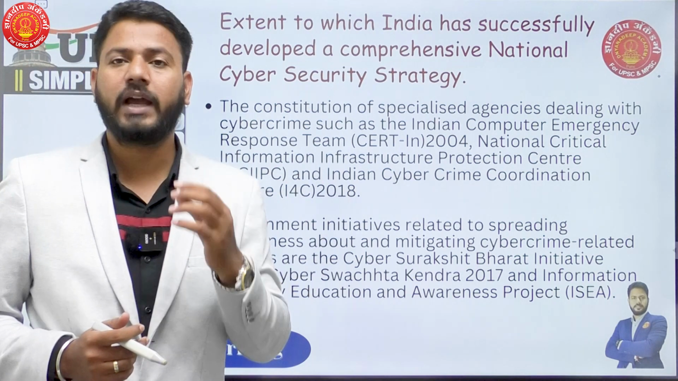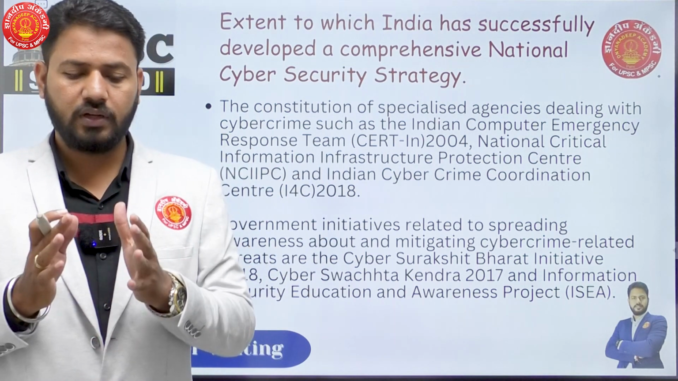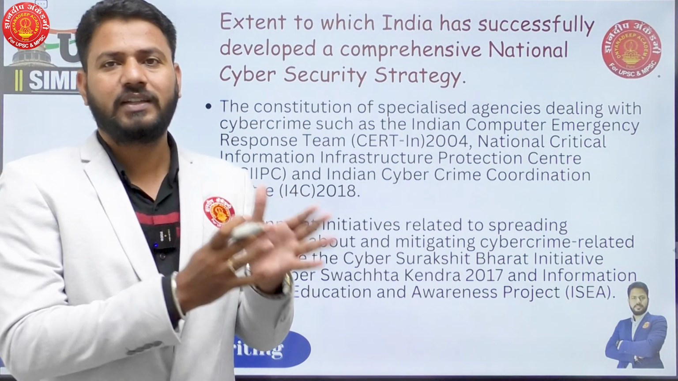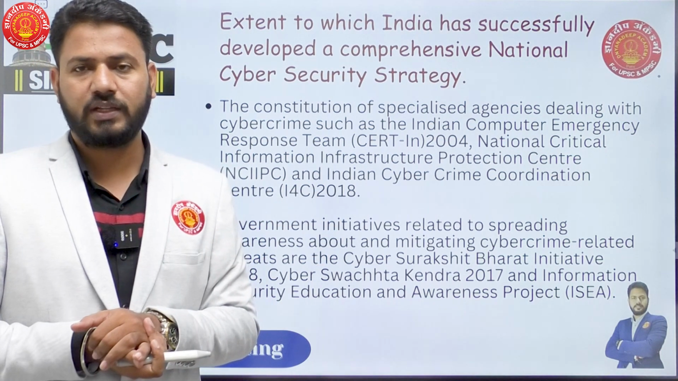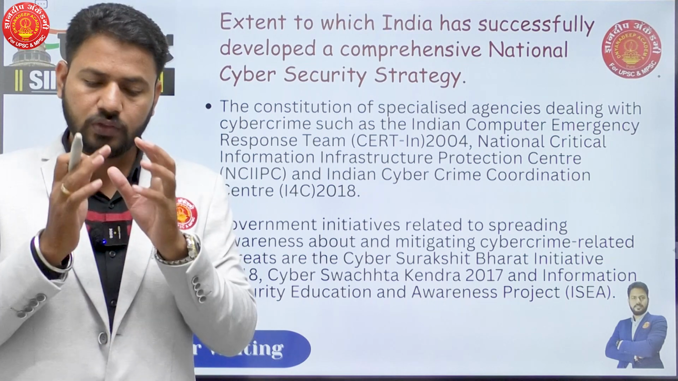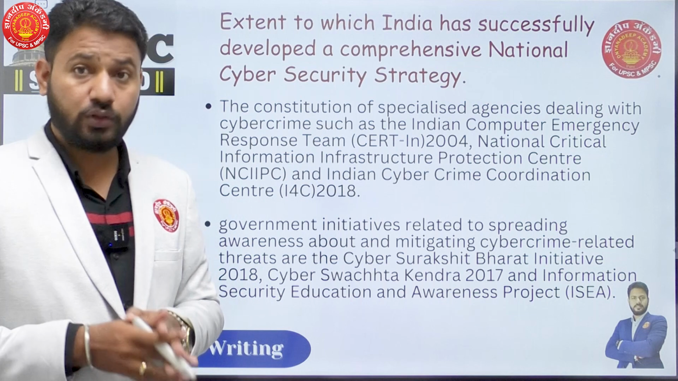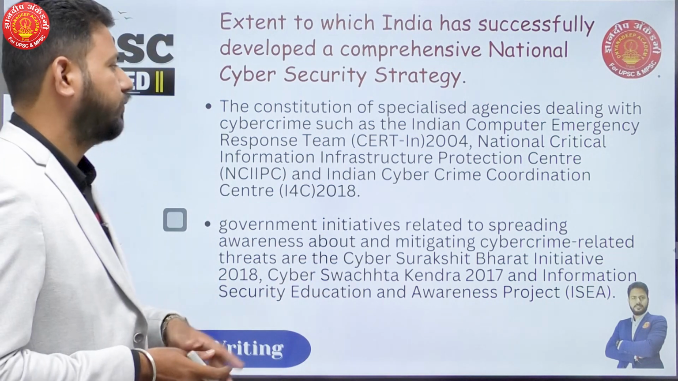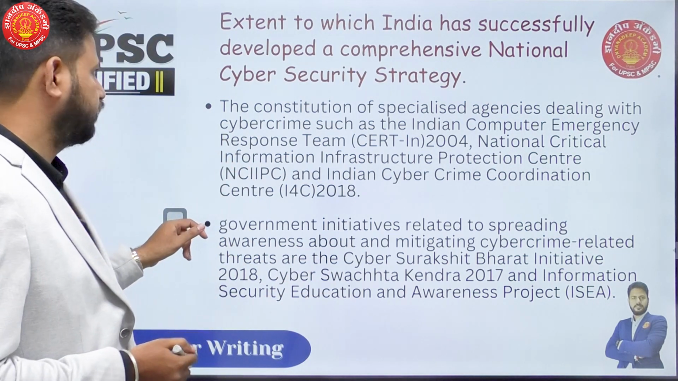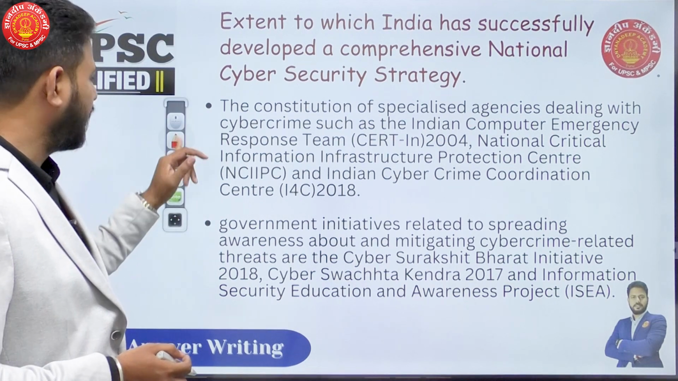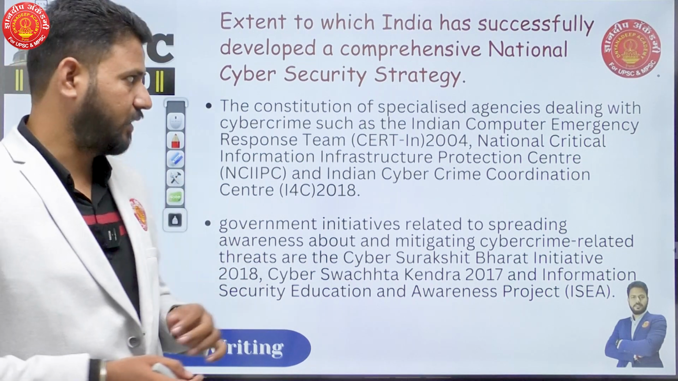Now here you'll have to be analytical. You cannot go just by saying that yes, India has a very good security strategy in place. You'll also have to highlight what the shortcomings in those strategies are, though it is not asked in the question.